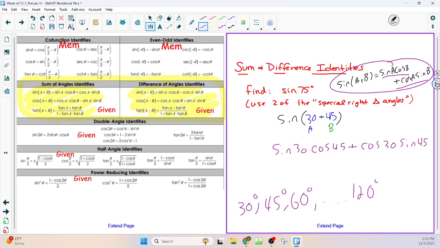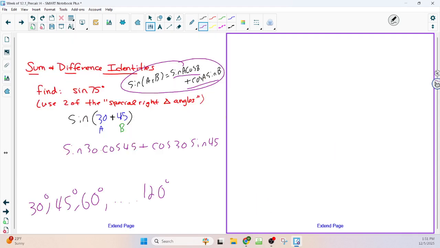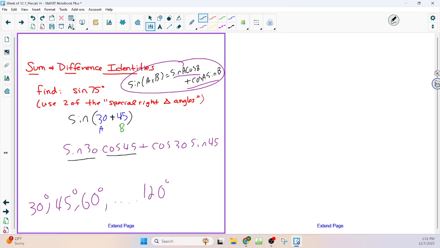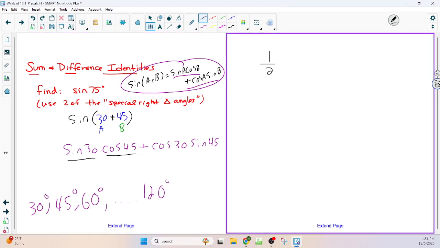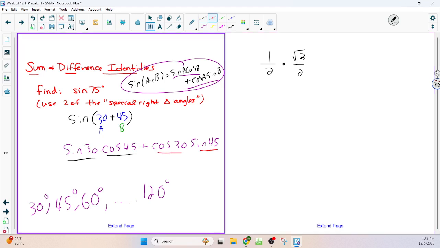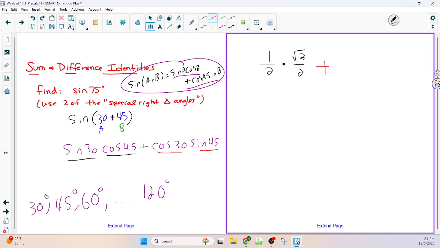And the great news here is that we actually can solve all of these things. We know sine of 30. We know cosine of 45. Sine of 30 is a half. Cosine of 45 is root 2 over 2. That's a times. Cosine of 30, we know that. It's root 3 over 2. And sine of 45, we know that. It's root 2 over 2. So this is the answer.